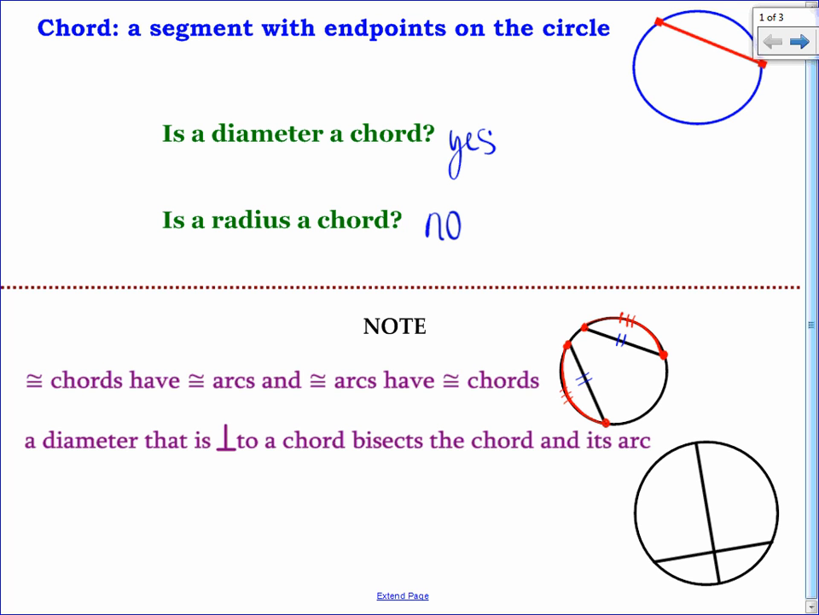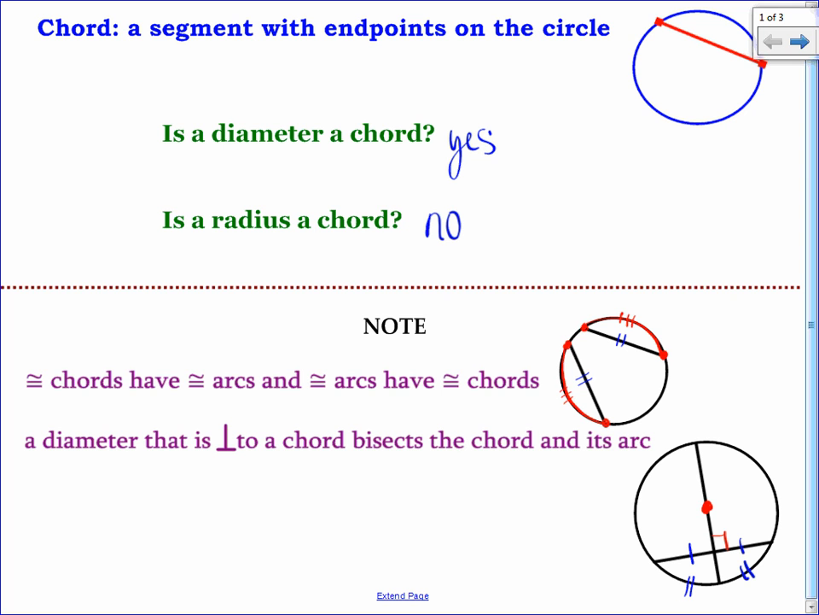Okay, a diameter that is perpendicular to a chord bisects the chord and the arc. So if there's a diameter, they're going to tell you it's a diameter by actually posting the center on it. That way you know it's actually going right through the center of the circle. So if this is a diameter right here, and it's perpendicular to a chord, a couple of things happen. Like it says in this sentence right here, the chord gets cut in half, and the arc it's open to also gets cut in half.